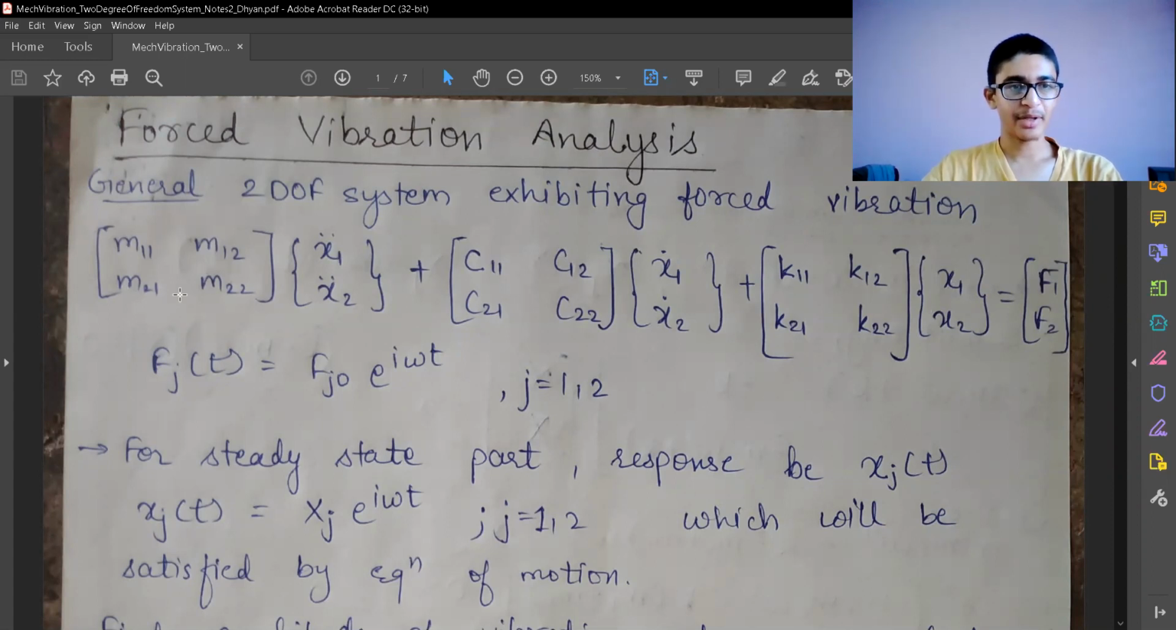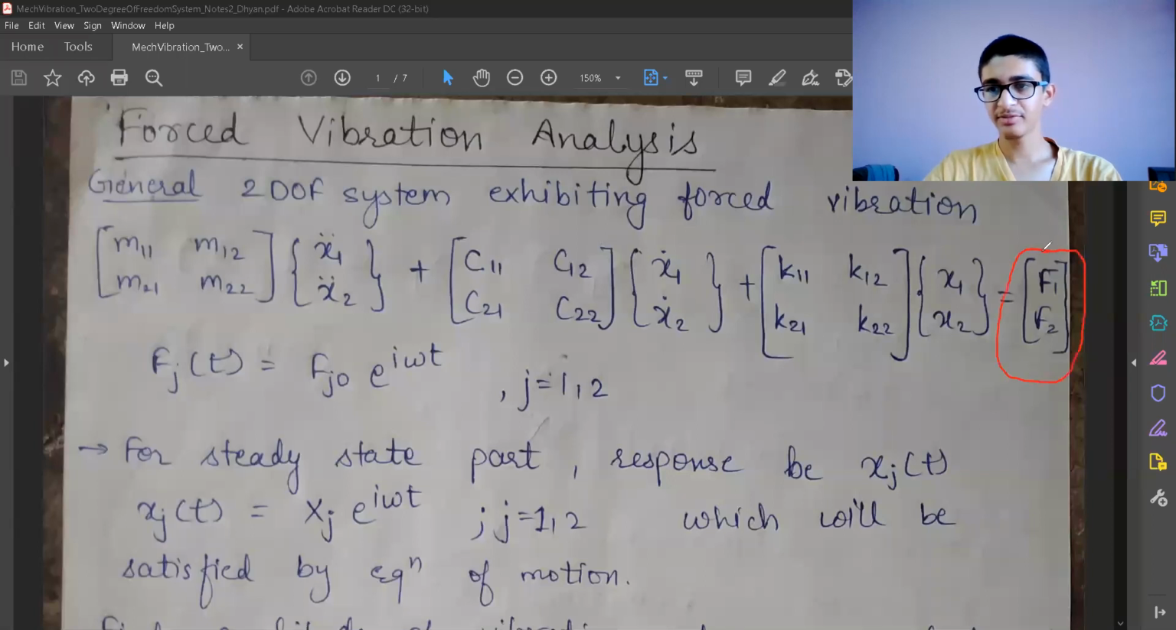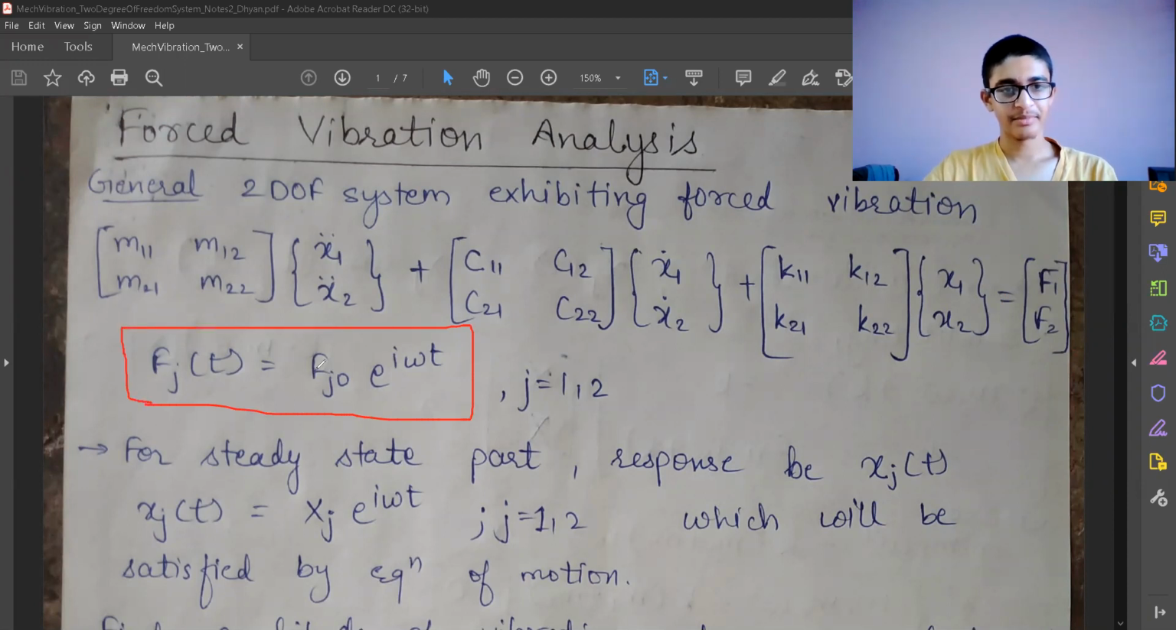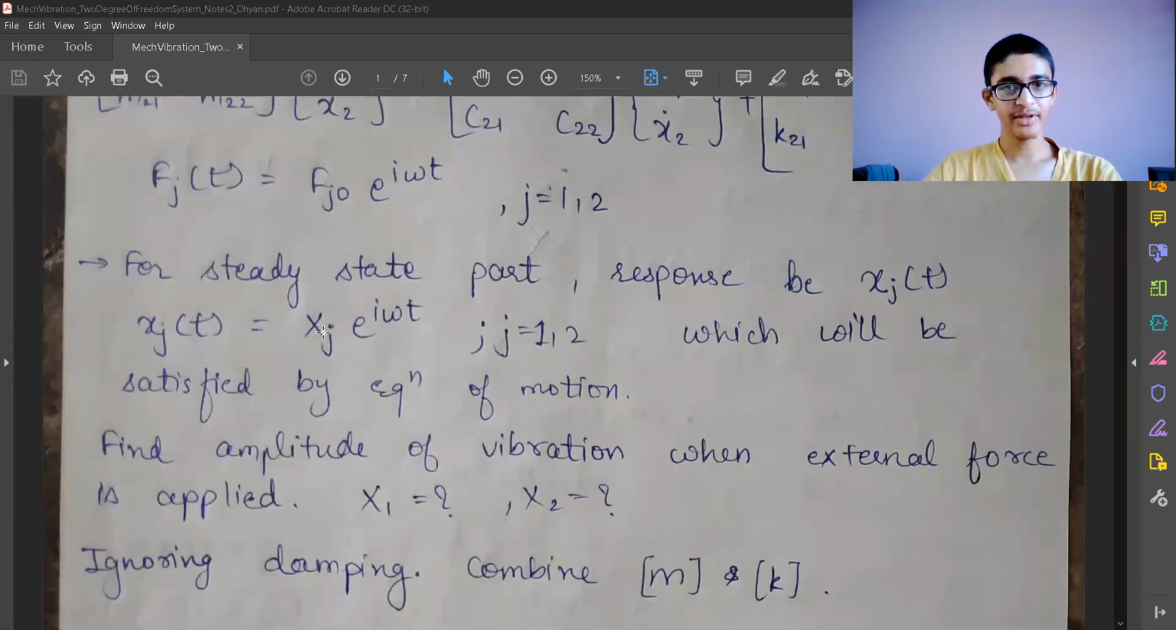So mostly we have seen this part: mass matrix, acceleration, damping, the velocity vector, the stiffness, the displacement vector. The only change comes to the right hand side. Earlier we were having a 0 0 term over here, so it was a zero matrix, but now we have non-zero values, that is the force which is applied. And let's say the force is in terms of some magnitude and e raised to i omega t. This is just a representation or an assumption of what the nature of the force is.